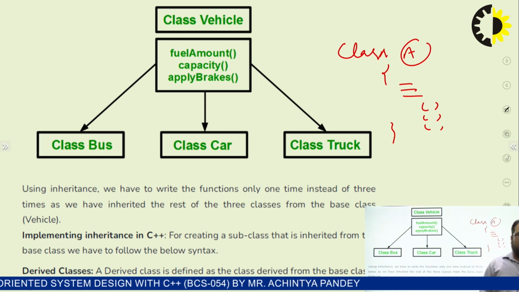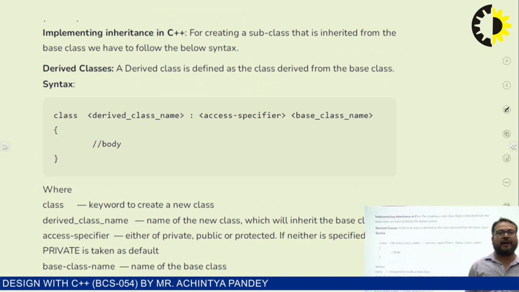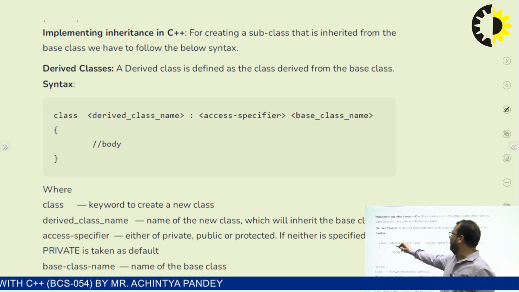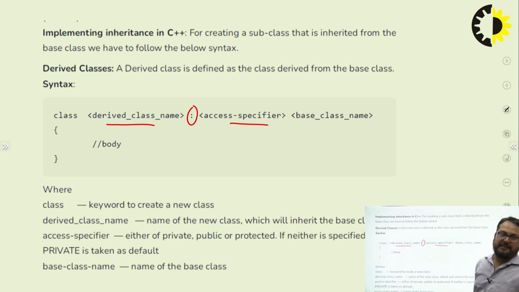Okay, so let's see with this example. If you want to create a derived class, you write the name of the derived class, then use the symbol colon, and then the access specifier and the base class. There are three types of access specifier: public, private and protected.